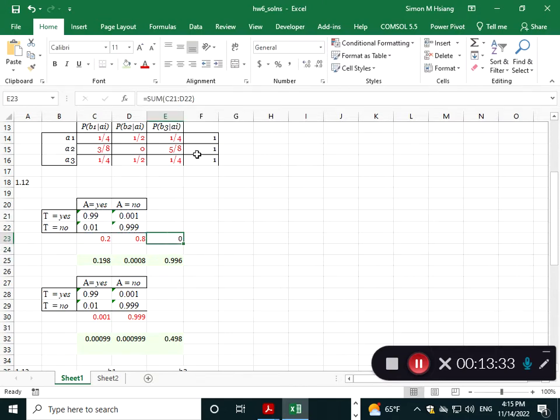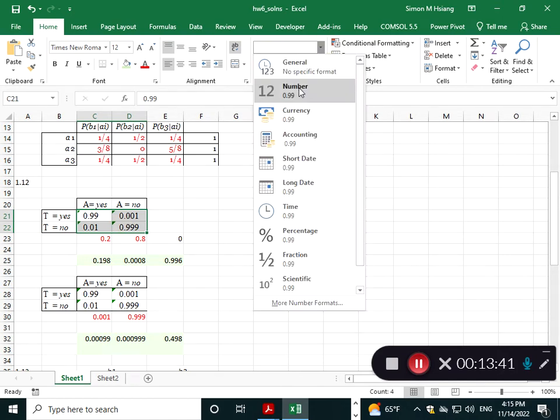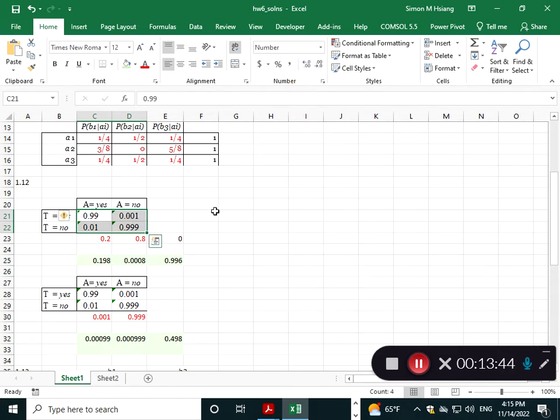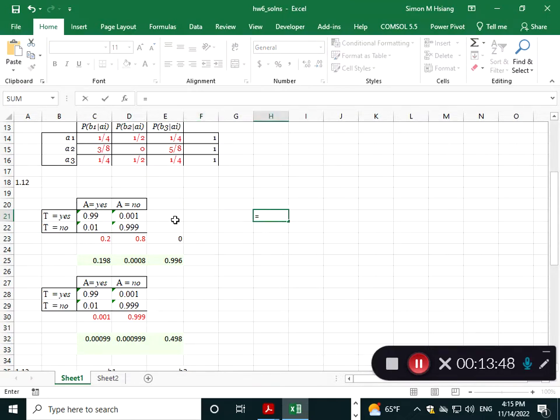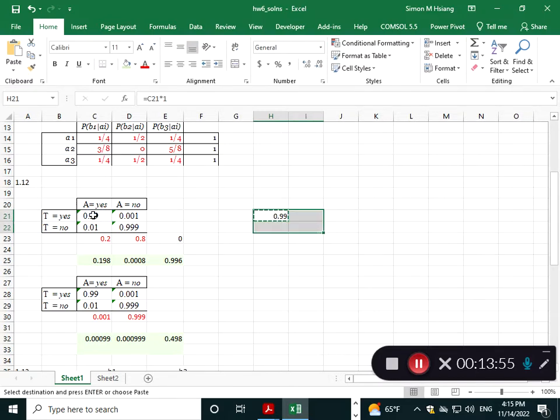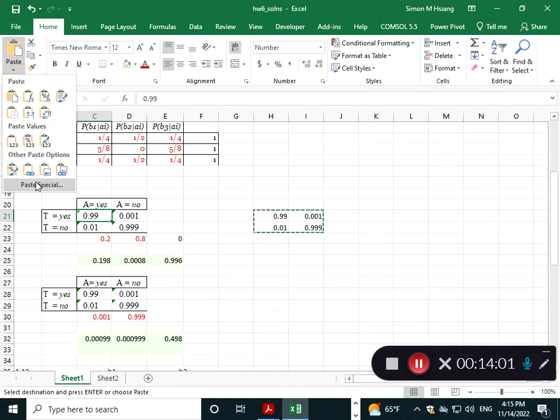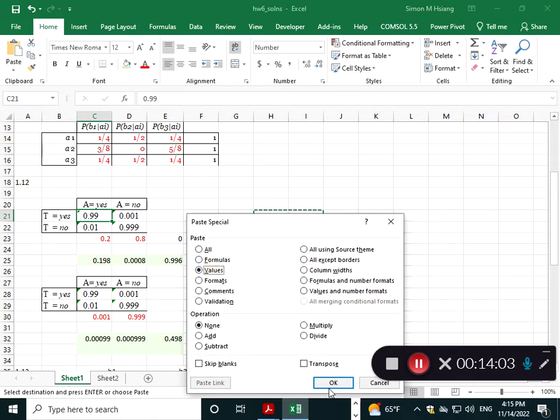Y equal to 0. All those are fixed. Those are what? All those are in the form of text. Oh, they are text? Okay. Let me do this then. Equal to this times 1. Control C, paste special value.